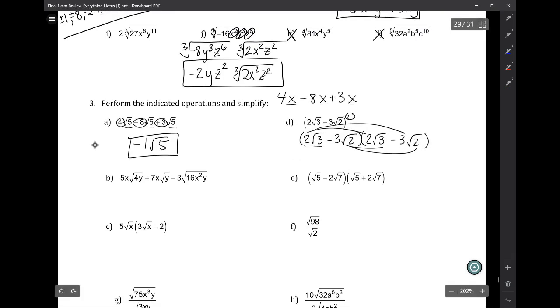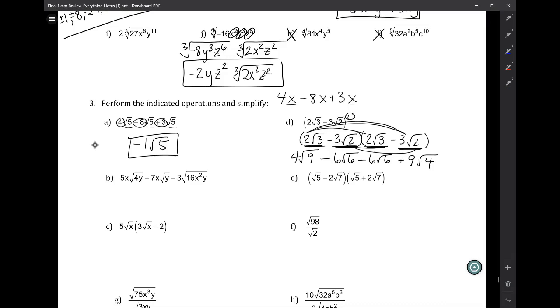All right, so 2 radical 3 times 2 radical 3 is 4 radical 9. Then I take the 2 radical 3 and I go all the way out here. So 2 radical 3 times 3 radical 2 is going to be a minus 6 square root of 6. Now I'm going to do the 2 inside ones. So negative 3 radical 2 times 2 radical 3 is going to give me another negative 6 outside and a radical 6 on the inside. And then last but not least, negative 3 times negative 3 is a positive 9. Radical 2 and radical 2 give me radical 4.